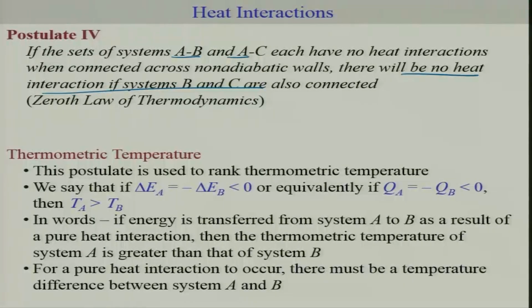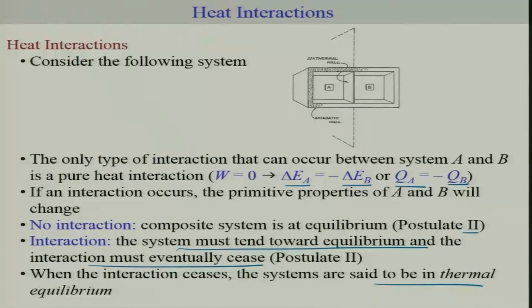This can also be considered in the form of thermometric temperature. So this postulate can rank the thermometric temperature. If we say that delta EA is equal to minus delta EB, which is less than 0, or equivalently QA is equal to minus QB, which is less than 0, then essentially the temperature of A should be greater than the temperature of B. You can consider this from that composite system here.